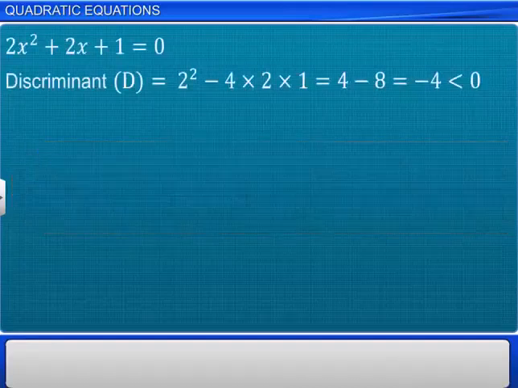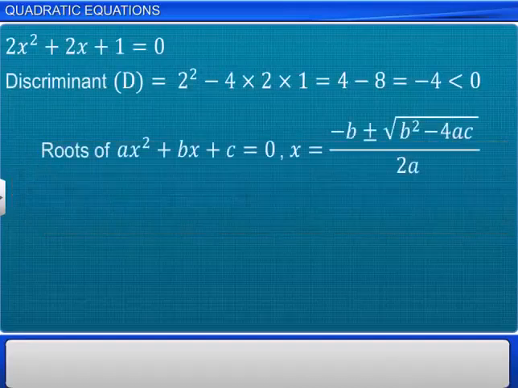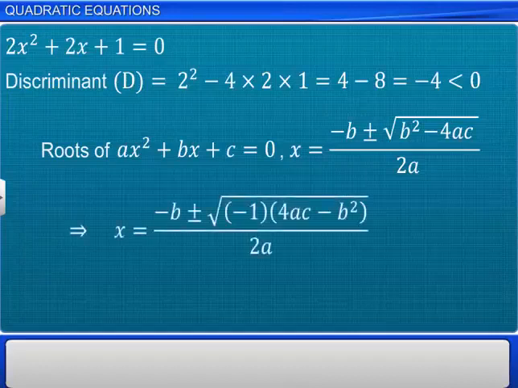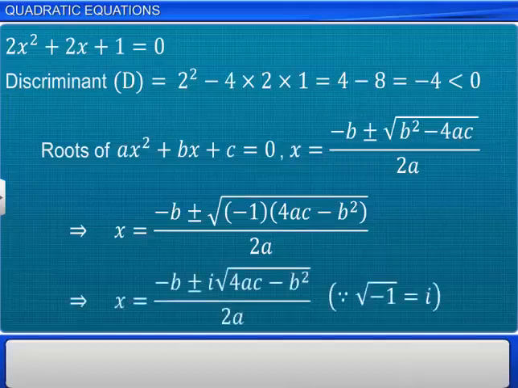We know that the roots of a quadratic equation ax squared plus bx plus c equal to 0 are as shown. Since the discriminant is less than 0, the value of b squared minus 4ac is negative. Therefore, we can write the discriminant in the formula as minus 1 multiplied by 4ac minus b squared. We know that the square root of minus 1 is i.